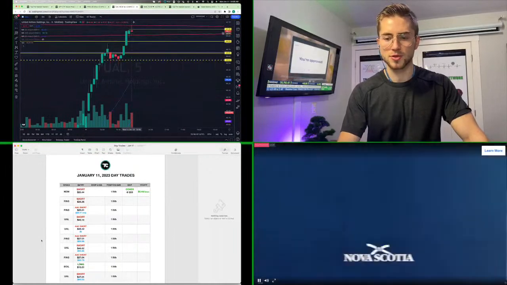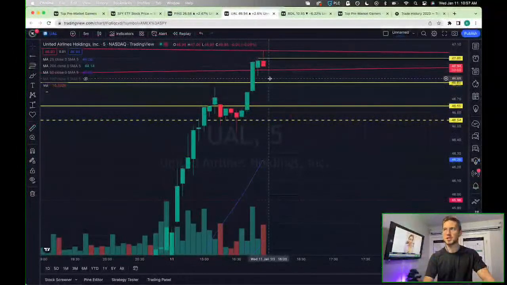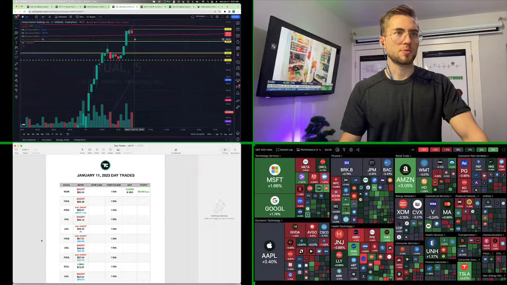Look at this beautiful topping tail potentially forming on UAL. Here we go. If we see another pop in the dollar, it should start giving way. We're seeing copper come in like FCX. Those copper plays, beautiful job on shorting FCX. So that one's working out well for us now.